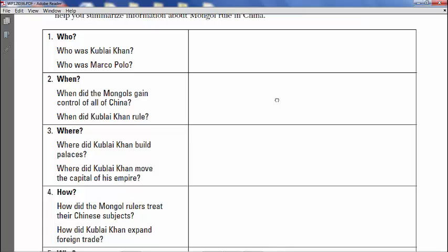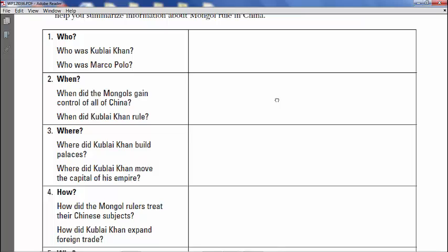Number 3, where did Kublai Khan build palaces? Chengdu and modern-day Beijing, and all the way from Mongolia to China, he built several palaces. Second part, where did Kublai Khan move the capital of his empire? That's the second part. I'm sorry. He moved it from Mongolia to China. The first part of that, where did Kublai Khan build palaces? In Chengdu and modern-day Beijing.